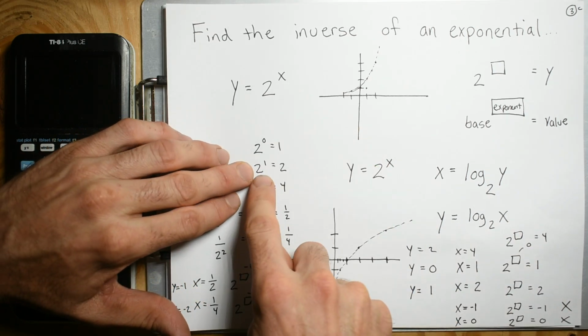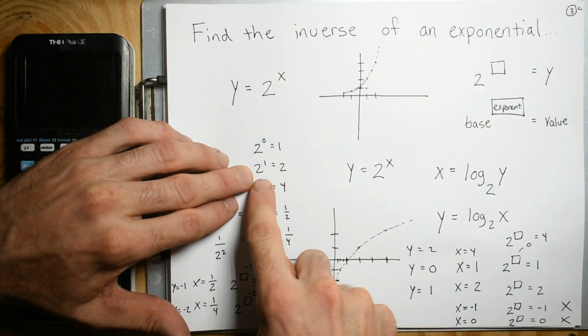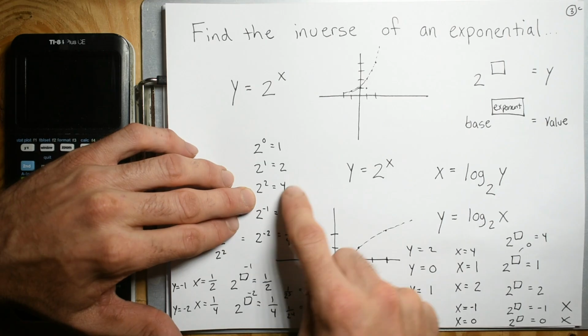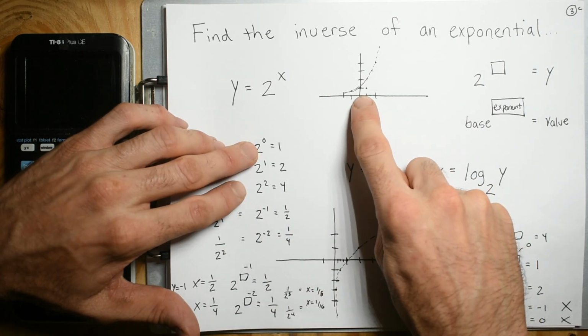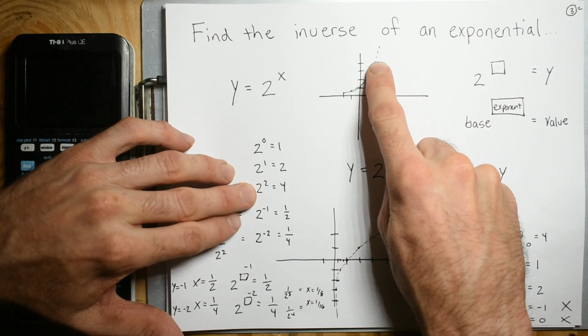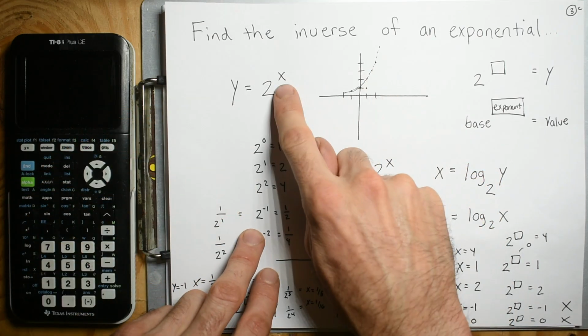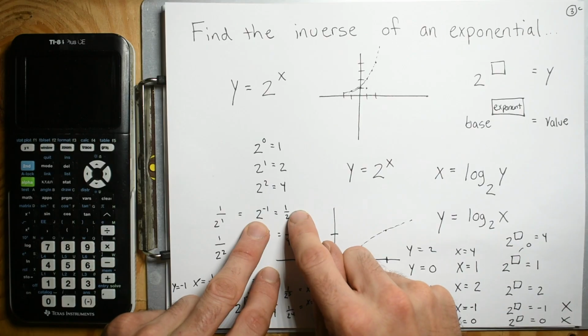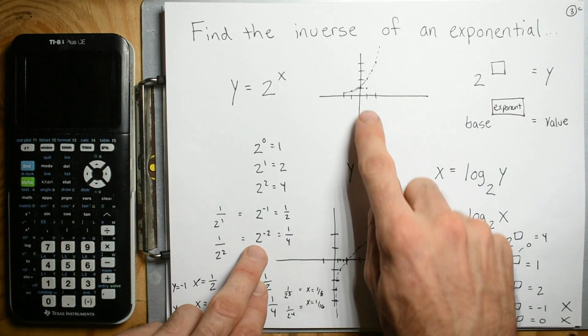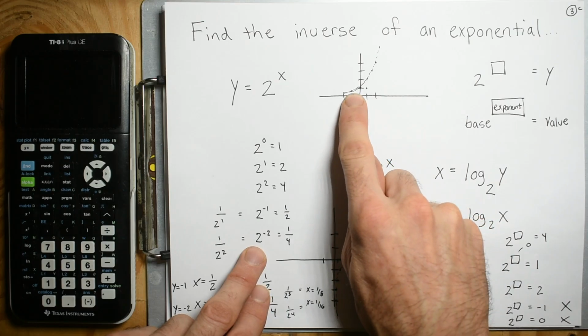So hell yeah. And so if I throw in a value of 1, 2 to the 1 is 2, 2 squared is 4. And so I can even plot those. So 0 is 1, 1 is 2, 2 is 4. Let's throw in a negative 1. 2 to the negative 1 is a half. Because that's just 1 divided by 2 to the 1. And so negative 1 is a half.